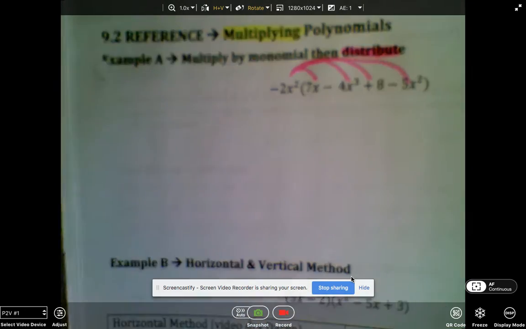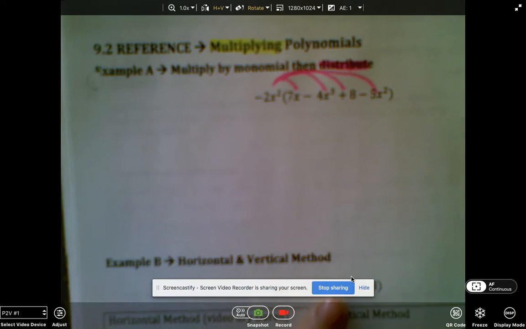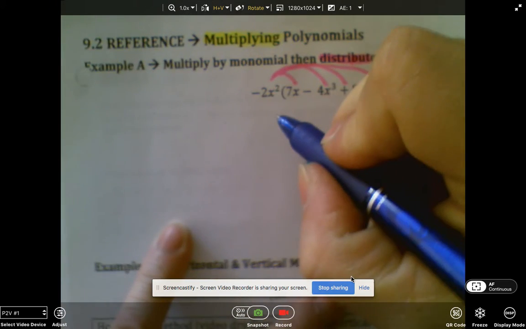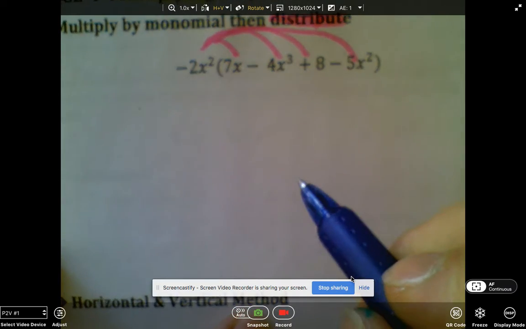After we do that, we've got to put them in order by degree. So here when I multiply, let me zoom in so you can see it a little bit better.